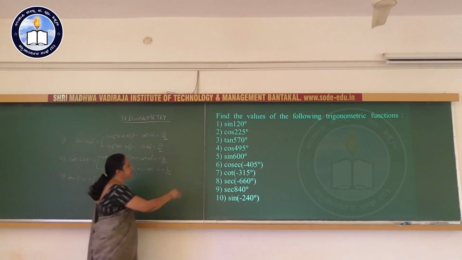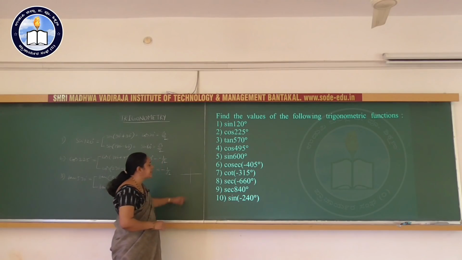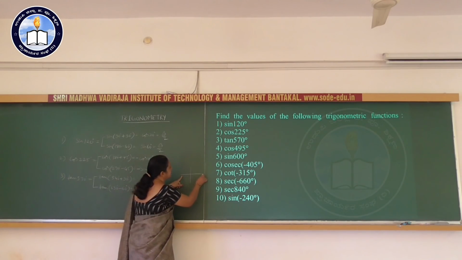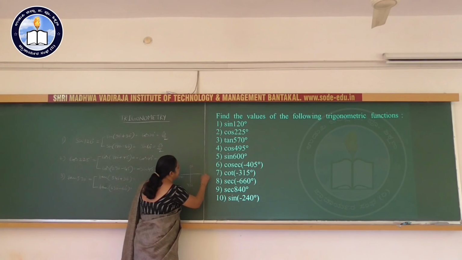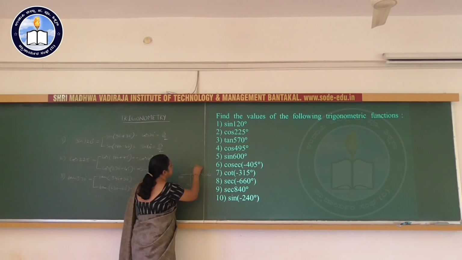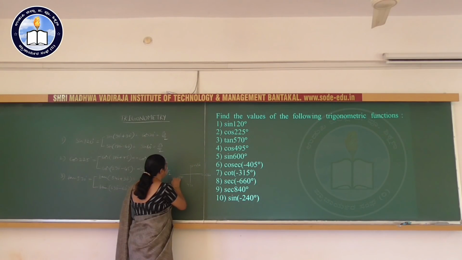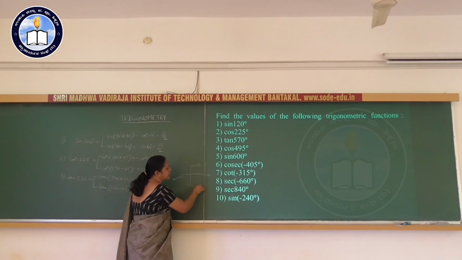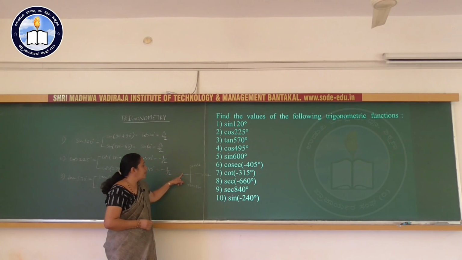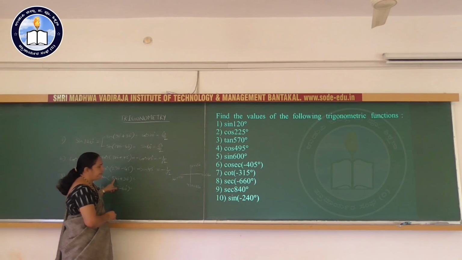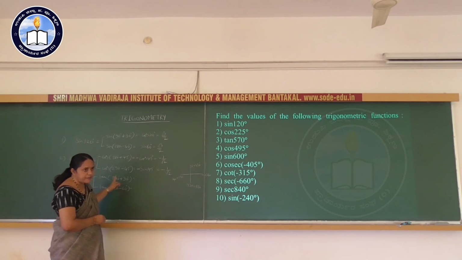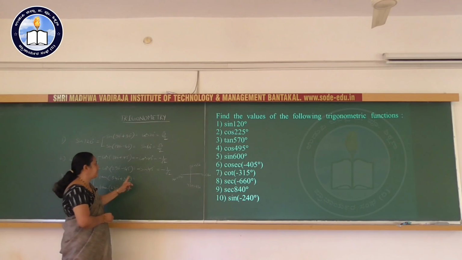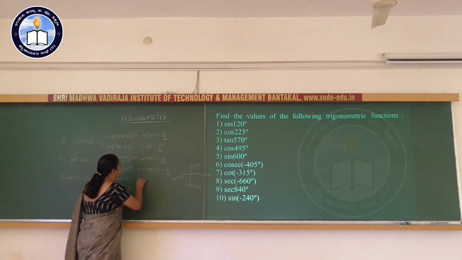540 degrees coincides with 180 degrees. 0, 90, 180, 270, 360, and then 450 degrees, 540 degrees, 630 degrees. So 540 degrees coincides with 180 degrees. So tan (540 plus 30) is the same as tan (180 plus 30).